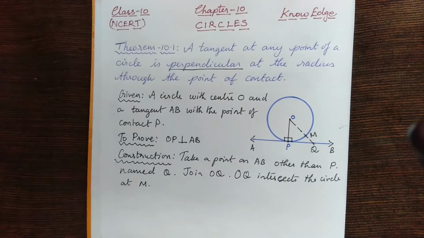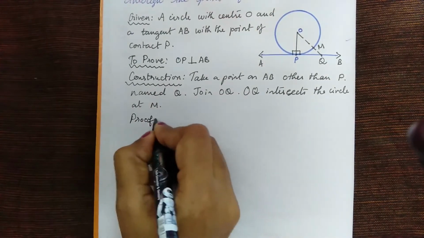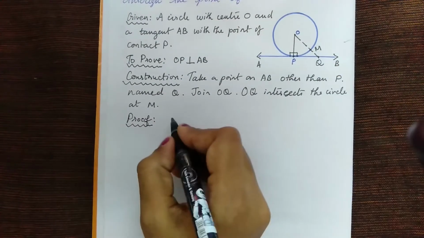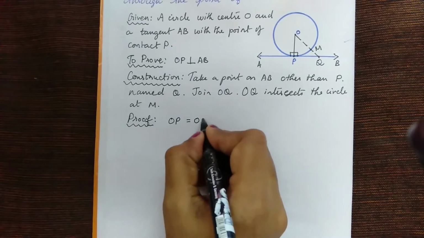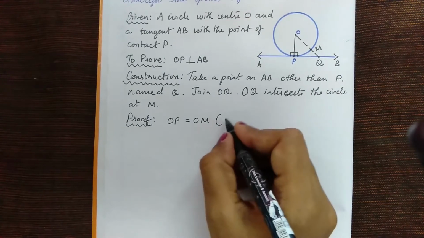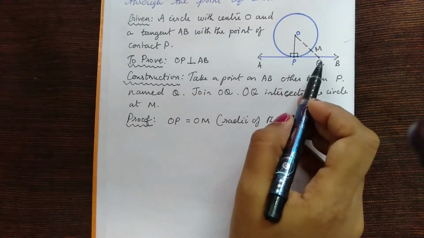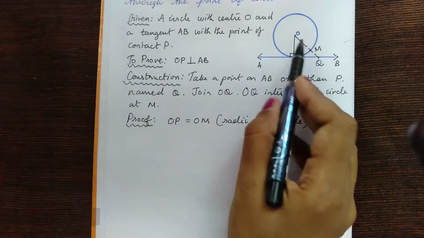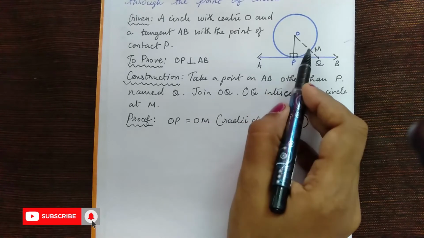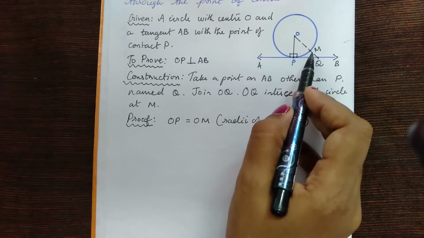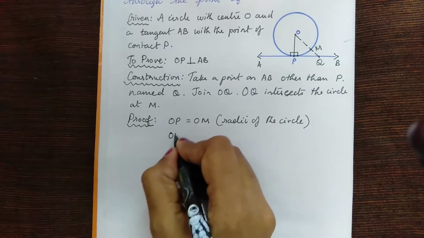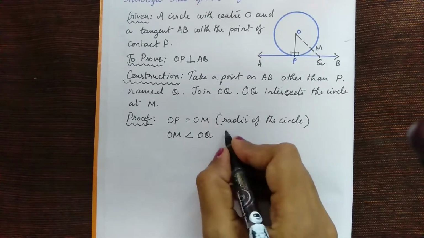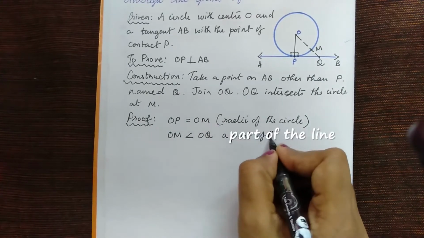Now we are going to prove it. So let's write proof. Now we can see that OP is equal to ON, right? Because both are radii. So let's write OP is equal to ON, radii of the circle is the reason. Now we can see that OQ is longer than ON, right? Because OQ is the whole line and ON is just a part of it. So let's write it as ON is lesser than OQ. Why? Because it is a part of the line.